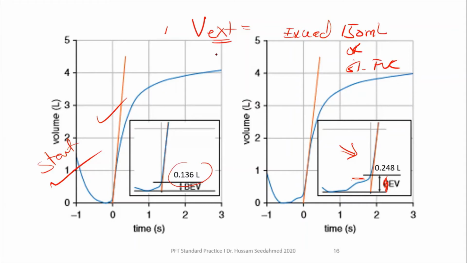So the cause of a large extrapolated volume is hesitancy. The patient hesitated before giving his best. I want the patient to give his best from the start, meaning blow as hard and as fast as you can. This usually should be done from the start.